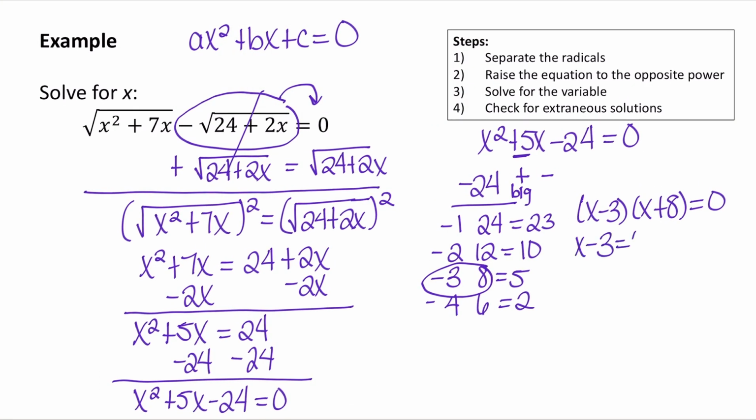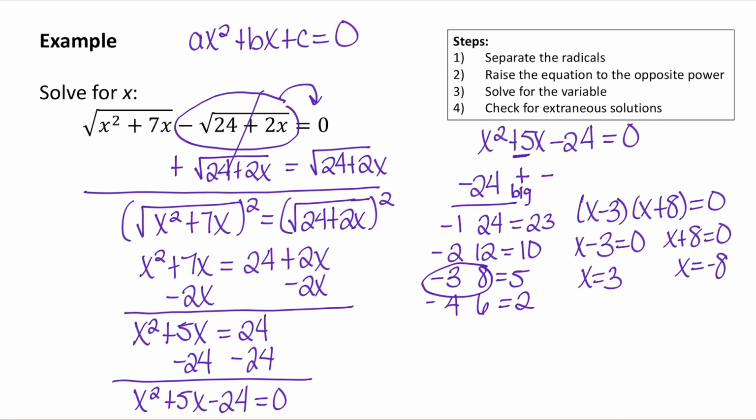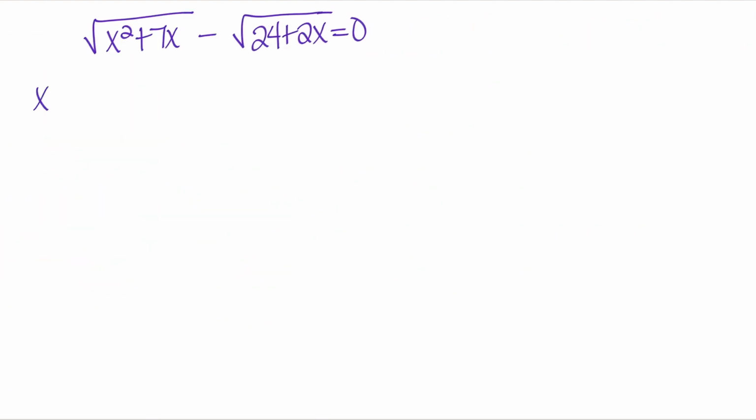So I have x minus 3 equals 0, which gives me x equals 3. And then I have x plus 8 equals 0, which gives me x equals negative 8. Now I need to go back to the original problem and double check my solutions. So I have the square root of x squared plus 7x minus the square root of 24 plus 2x equals 0. And the two values that I'm going to check are x equals 3 and x equals negative 8.